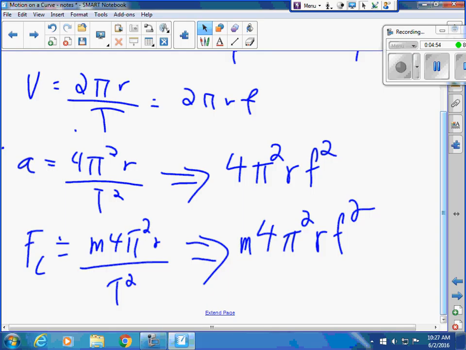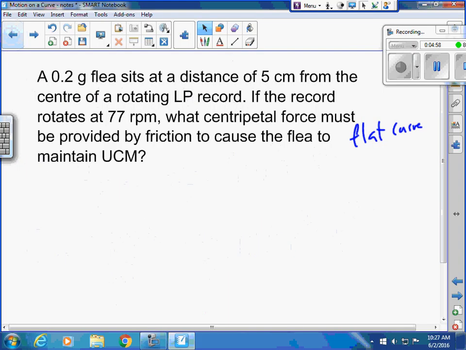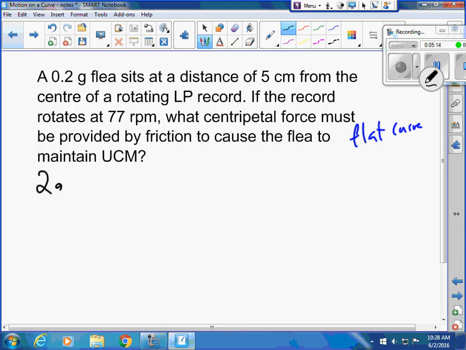Okay, so here's the flea. What do we know? We know the mass. Some of you probably realized right away that we're going to have to do a conversion here. So this 0.2 grams has to be converted to kilograms. It's got to go 3 decimal places to the left. So that's going to be 0.0002 kilograms. And the 5 centimeters has to be converted to 0.05 meters.